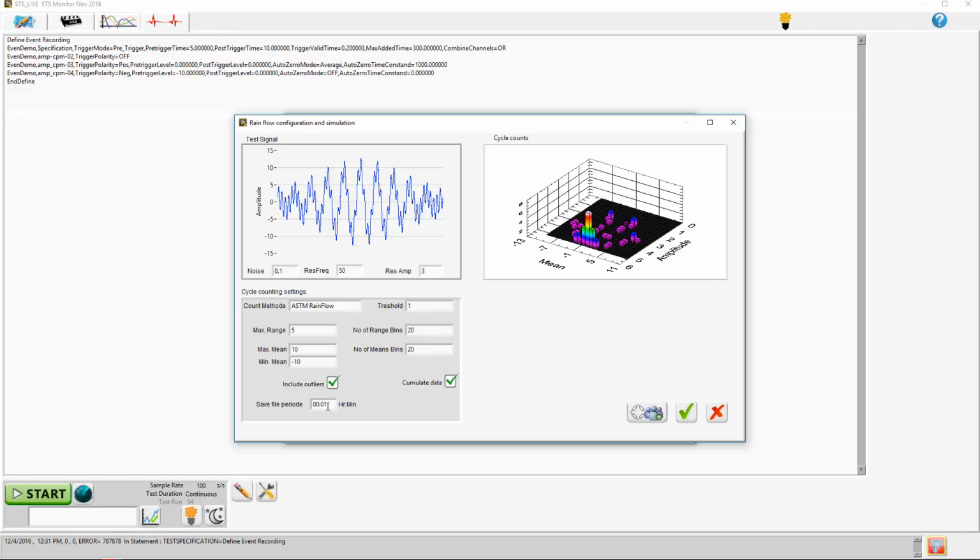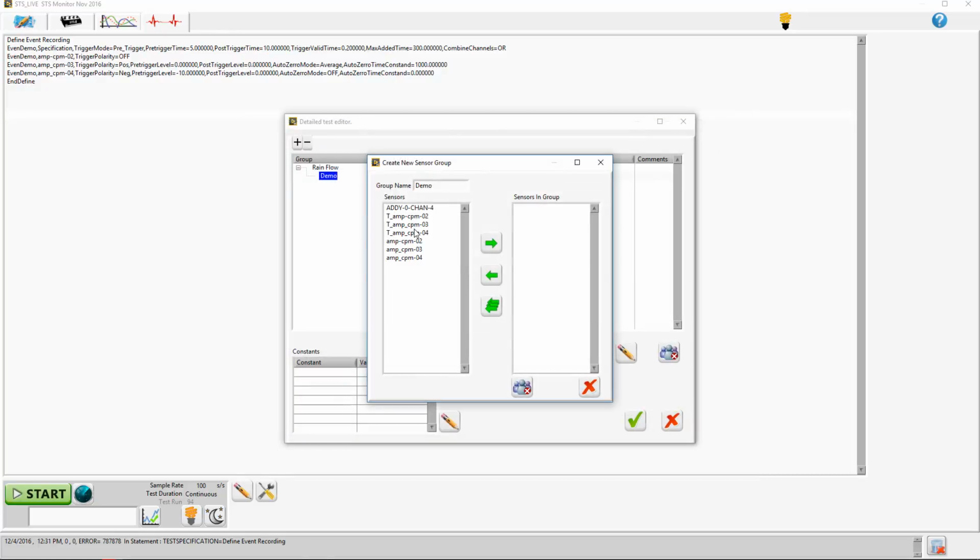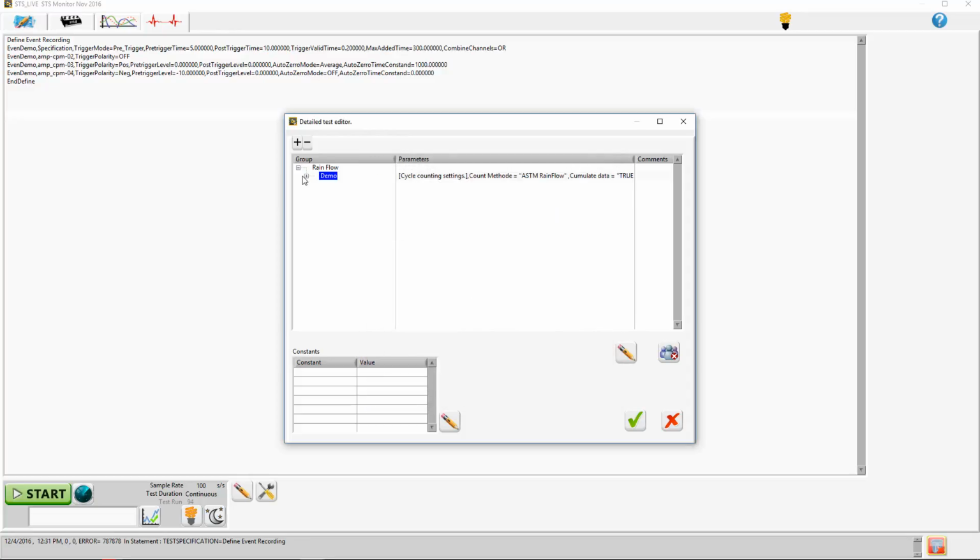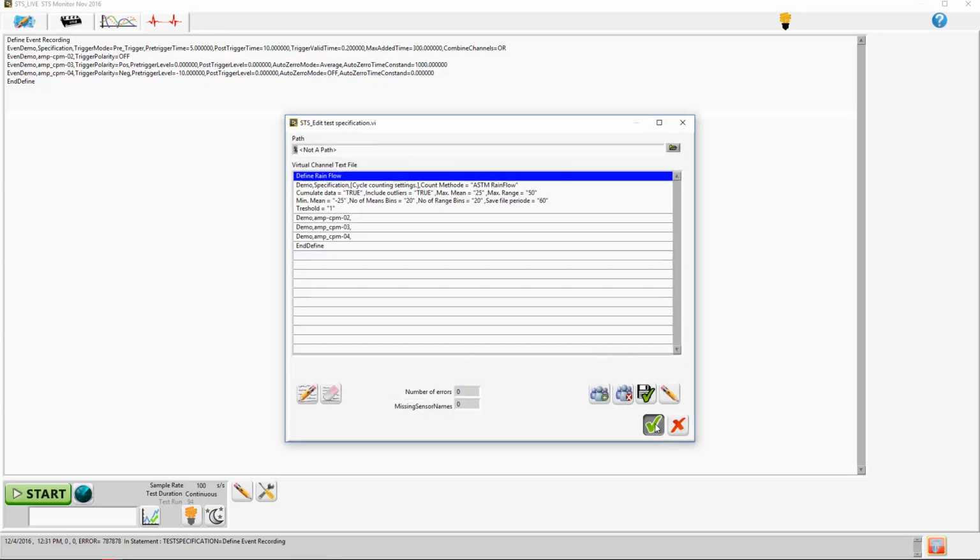We have a very short save file period for the demo that's suitable. And we know that our signals are somewhere within the 550 microe range. They are centered around 0, so I can make the max and the min symmetrical. And I think 20 by 20 bins is correct. We're going to add some sensors to it. And we have specified a rainflow test. We can leave this, we can leave that.